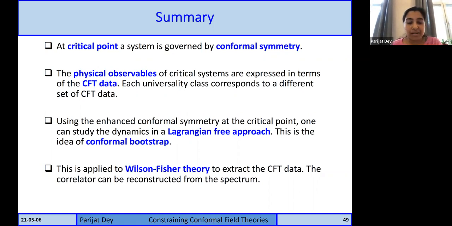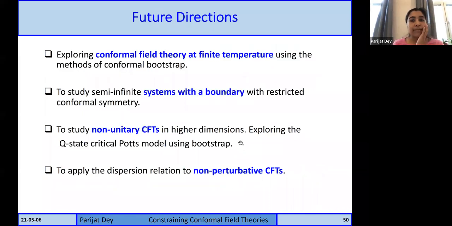So we have shown how this can be applied to the Wilson-Fisher theory to extract the CFT data, and the correlator can be reconstructed entirely from the spectrum. Now, along the lines of this current research, there are several future directions that can be explored. For example, exploring conformal field theory at finite temperature using the methods of conformal bootstrap, like solving the KMS condition using finite temperature conformal field theory techniques.